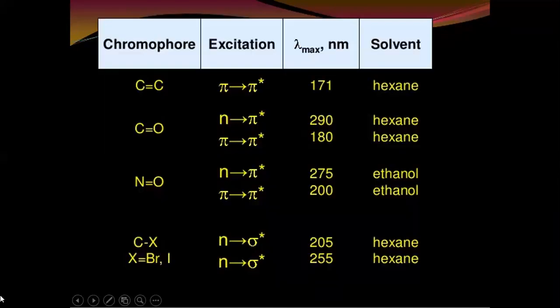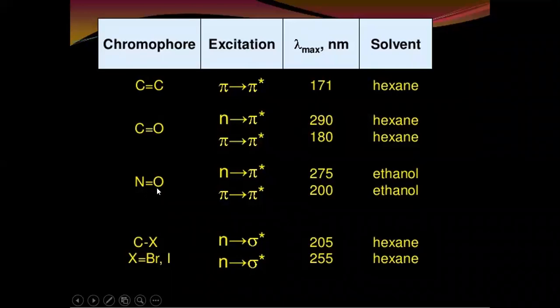Now we'll see the effect of conjugation. You can see the chromophore C double bond C. Excitation is pi to pi star, the lambda max is 171 nanometers, and the solvent is hexane. For the carbonyl group, C double bond O, the excitation is n to pi star and pi to pi star. Here the lambda max is 290 and 180. The solvent is the same, hexane.